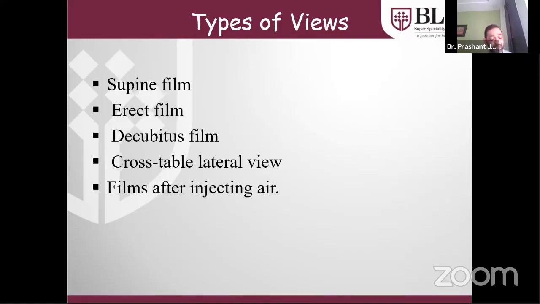Previously, for anorectal malformation cases, we used to perform invertograms, but again, it is very difficult and it can be a risk for the child. So we prefer doing the cross-table lateral prone views for making a diagnosis, to classify the anorectal malformations in newborn babies. Sometimes air acts as a very good contrast media. So in case of any doubt on X-ray, we can just inject air and take repeat films.